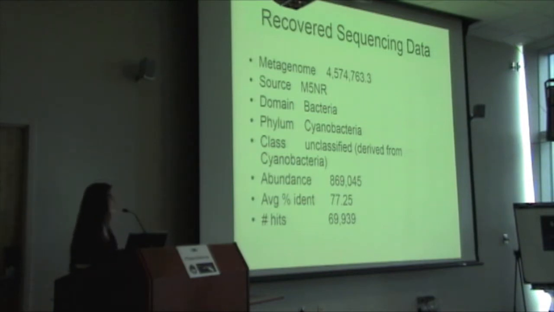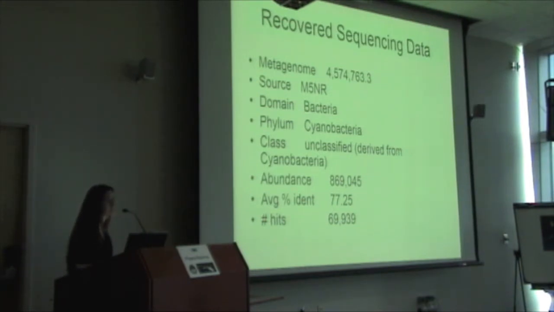So, again, this is 1 gigabyte of the data that we have sequenced so far. This is how many reads we had: 4.5 million reads from only 1 gigabyte of data, which is crazy. Source and 5NR is just another database that they looked at, and they were able to get this data and compare. So we did see cyanobacteria in this small bit of data.